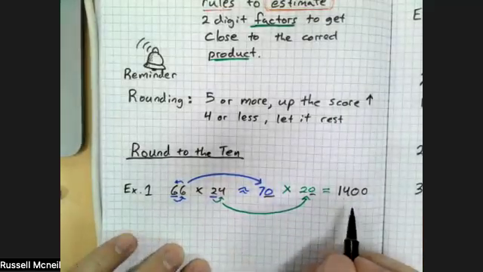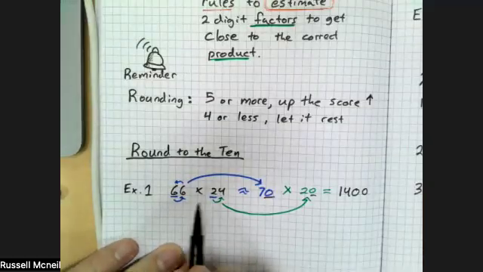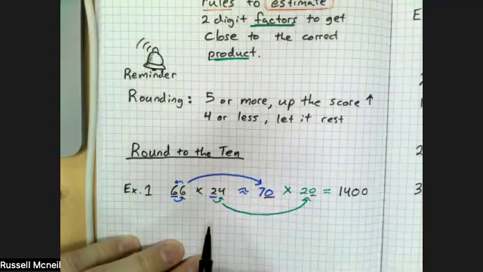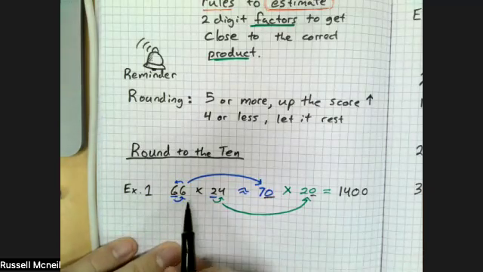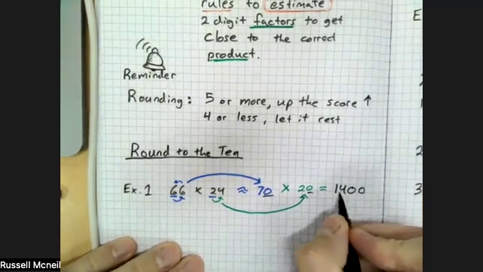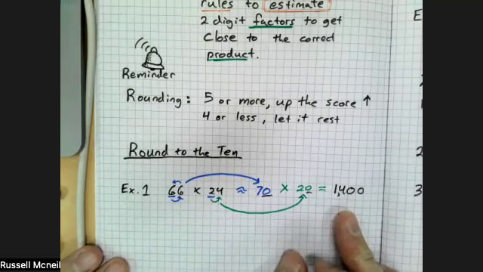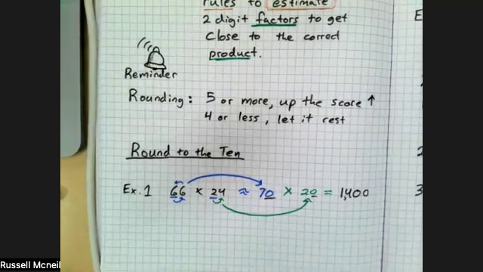So before we solve our problem using whichever method we like, whether it's the area model or the standard algorithm with new groups, you want to round so you know where you're going. We want a target of where our answer is going to be. All right. I'm going to move on to the next example.